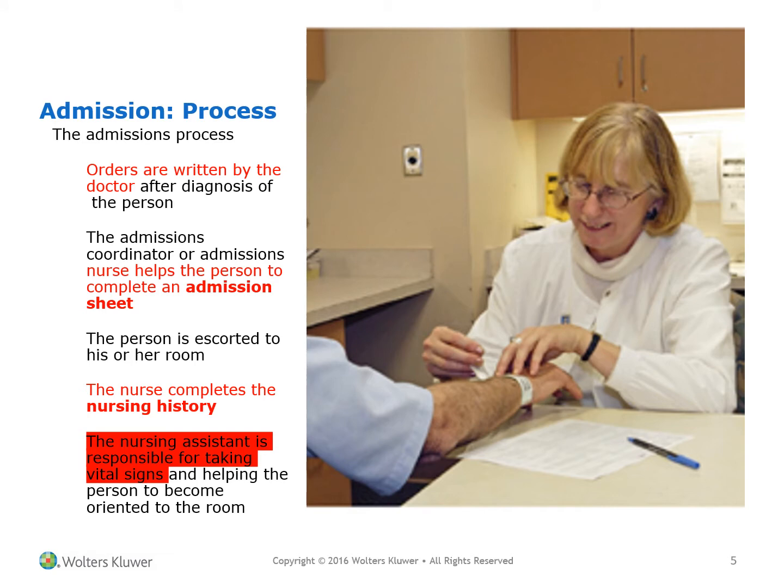The admission process includes the orders written by the doctor after the diagnosis of the person. The admissions coordinator or admissions nurse helps the person to complete an admissions sheet. The person is escorted to his or her room. The nurse completes a history. The nursing assistant is responsible for taking vital signs and helping the person become oriented to the room.